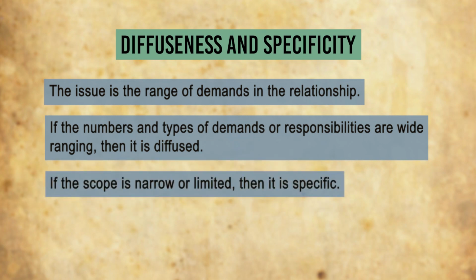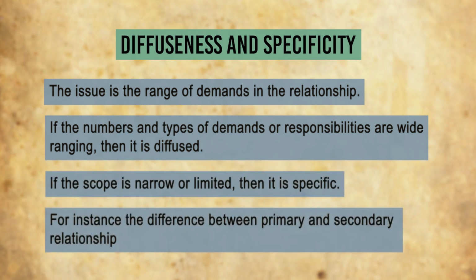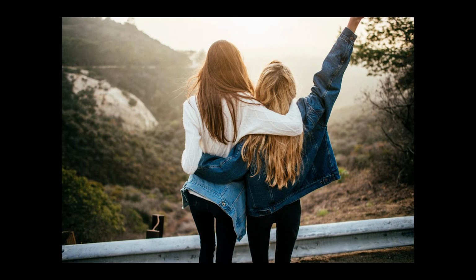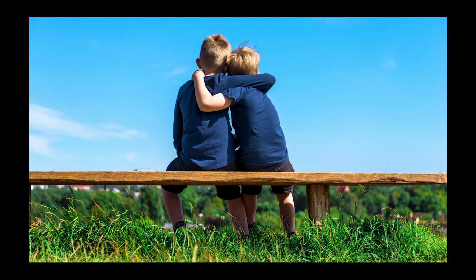If the scope is narrow or limited, then it is specific. For instance, the difference between the primary and the secondary relationship. Say the relationship between a dentist and his patient, and on the other hand, the relationship between two friends who have been together for a very long time. Here, definitely the range of discussions or the range of demands and expectations that one has for one another are far more widespread. They're across the spectrum and therefore more diffused.